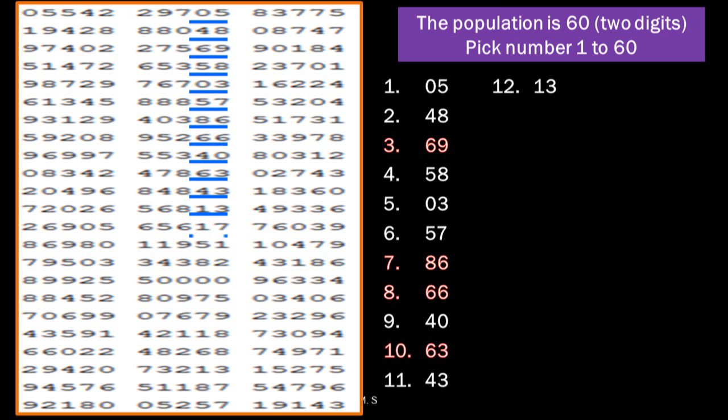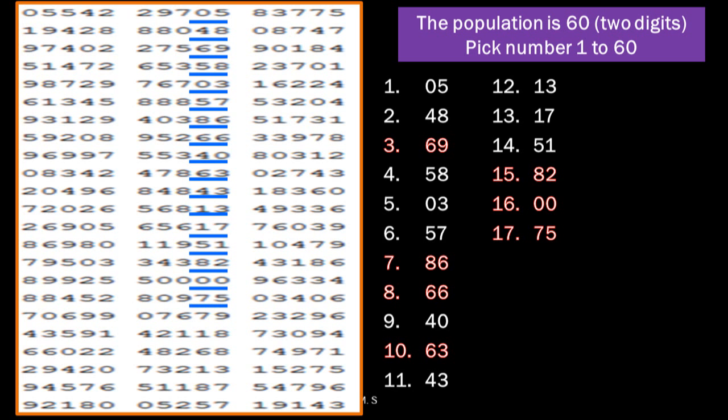13, that's okay. 17, yes. 51, yes. Oops, 82, this is bigger, then we discard this. 0, we don't have number 0 because we start numbering the population from 1 to 60, so it means we discard this. 75, this is bigger, we exclude or discard this number. 79, this is also bigger. 18, it's okay, we take it.